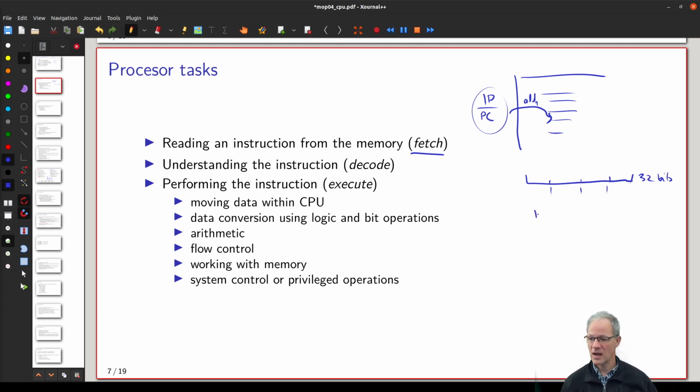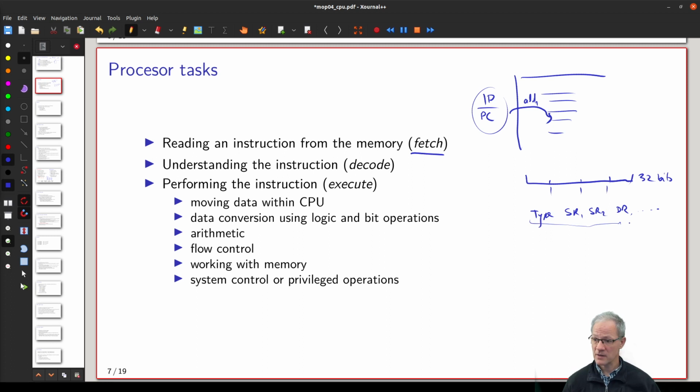Usually there's the instruction type. There could be a source register 1, a source register 2, a destination register, and there could be something else, like an immediate value and whatnot. So this information needs to be extracted from this 32-bit word, right? That's what the processor does. It decodes the instruction. It tries to understand it, to get out the meaning of it.